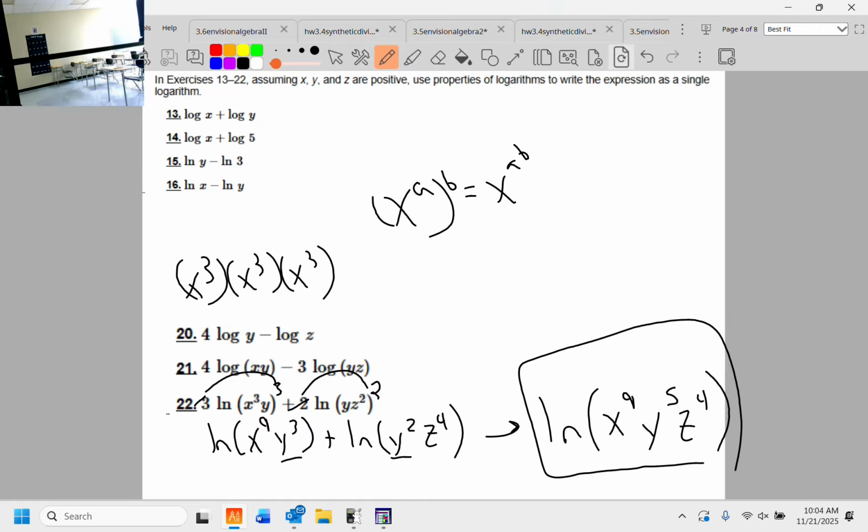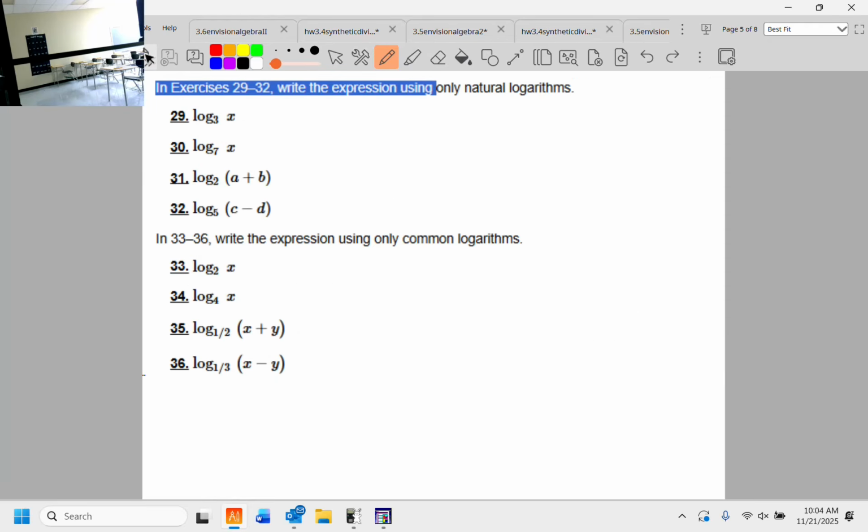Okay, it did look fair. This book doesn't do too many terribly hard logarithms. Let's see, 29 to 32 is about writing the expression using only natural logs. We have a change of base formula. You may or may not remember it, I don't know.